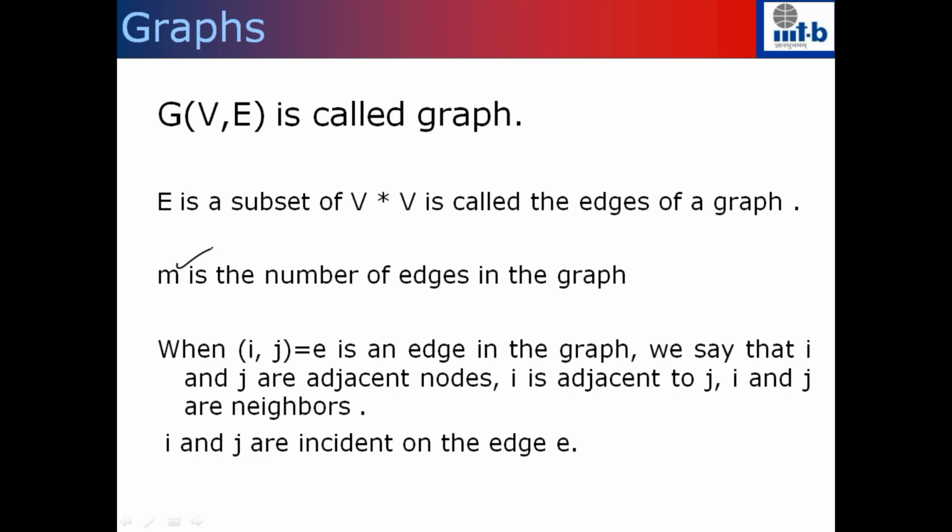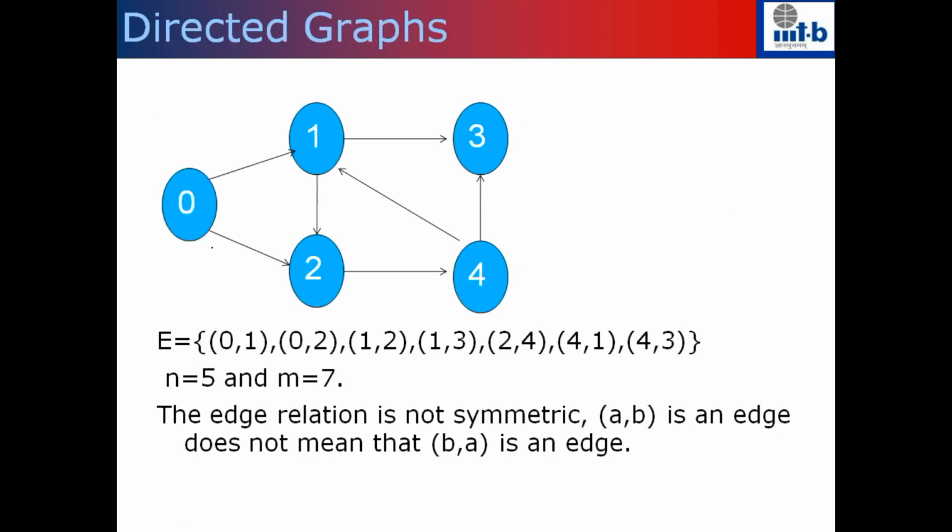When (i, j) is an edge in the graph, then we say that i and j are adjacent nodes, or sometimes we also say that i is adjacent to j, and in some notations we also call i and j neighbors. Also, we say that i and j are incident on the edge E. The other way to represent this graph is a pictorial representation, which is easy to visualize. Given n nodes in the graph, we write down n nodes, numbered from 0 to n minus 1, and every edge can be pictorially represented by drawing an arc from i to j.